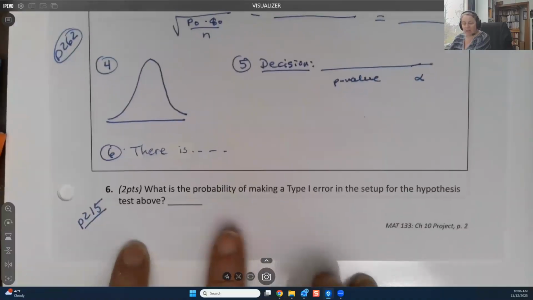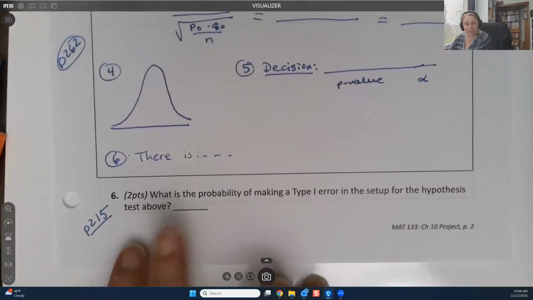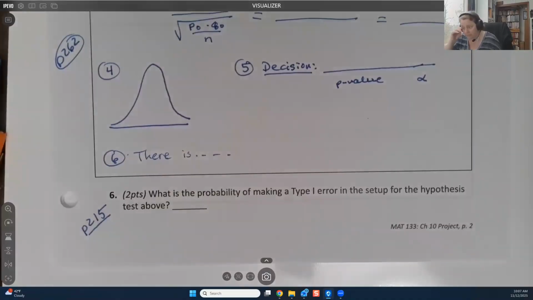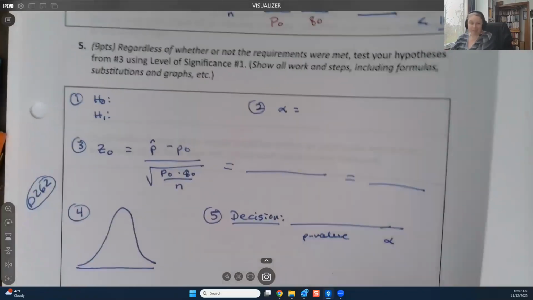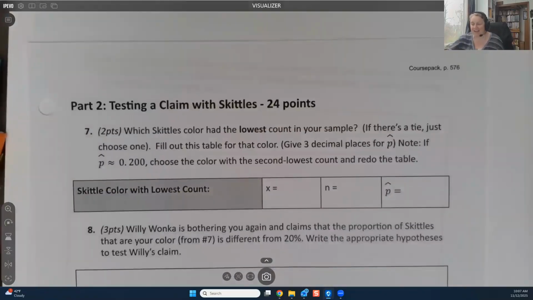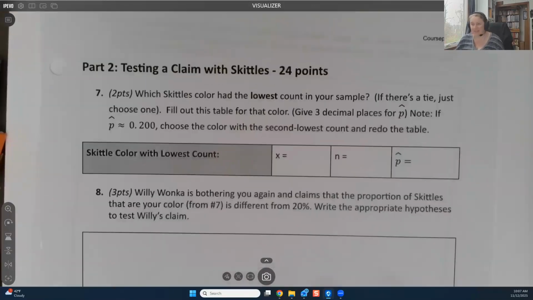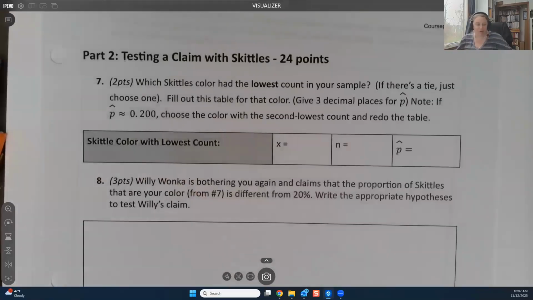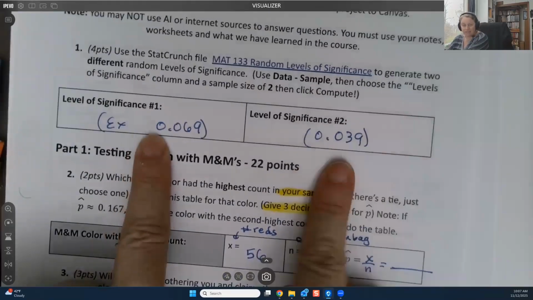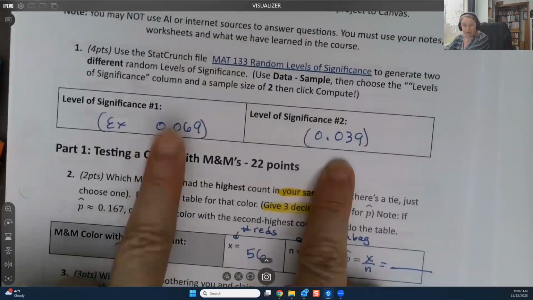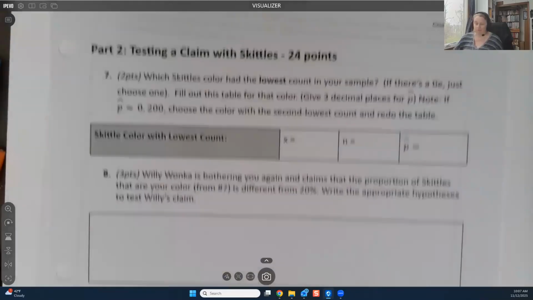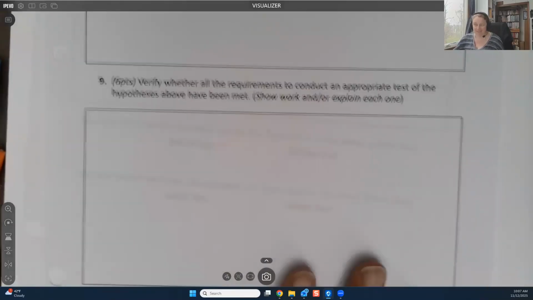This one I feel like I don't need to talk about because we just did one in the worksheet. So see page 215. And then basically you just do it all again, but with Skittles. So I don't think I have anything to say. That's what you're doing. You're doing it all over. First two pages are M&Ms, second two pages are Skittles. Your alphas are on the first page. So this is the alpha for your M&Ms, this is the alpha for your Skittles. And then you just do the whole thing.